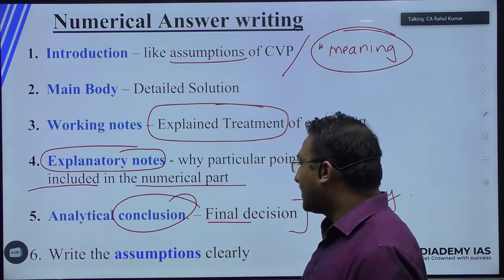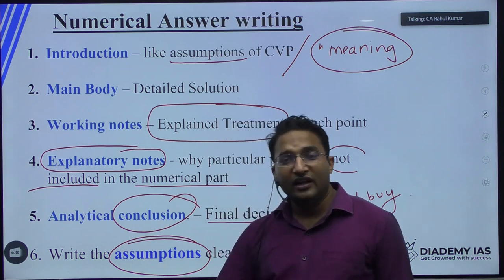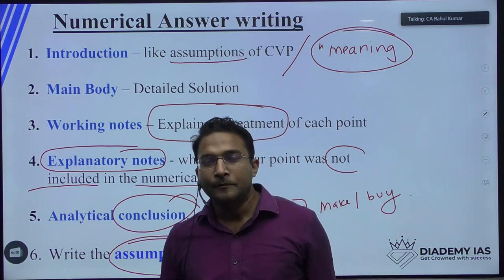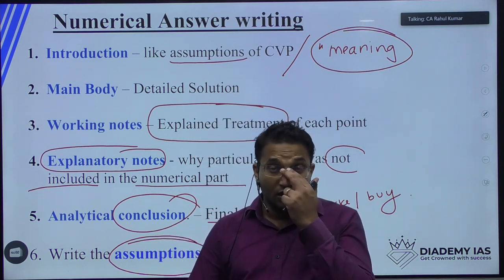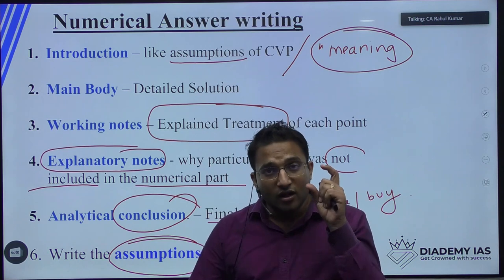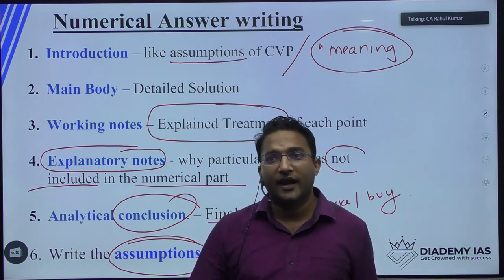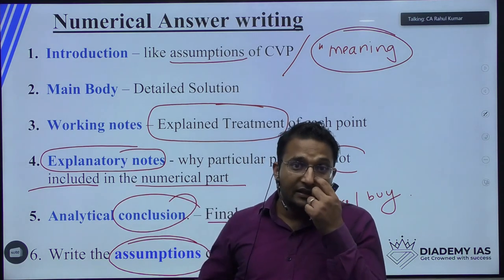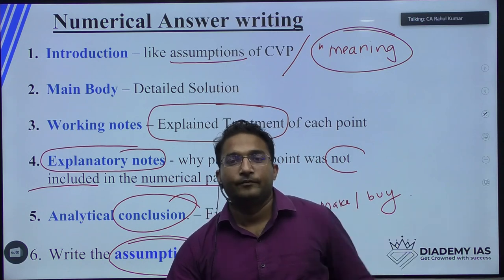And finally, write the assumptions very, very clearly. In whichever question the data is insufficient and you don't have complete facts information, you should write your assumptions very, very clearly, that I have assumed this point, and accordingly, you should give the answer. So these are the components in the numerical answer writing which you should not miss, right?